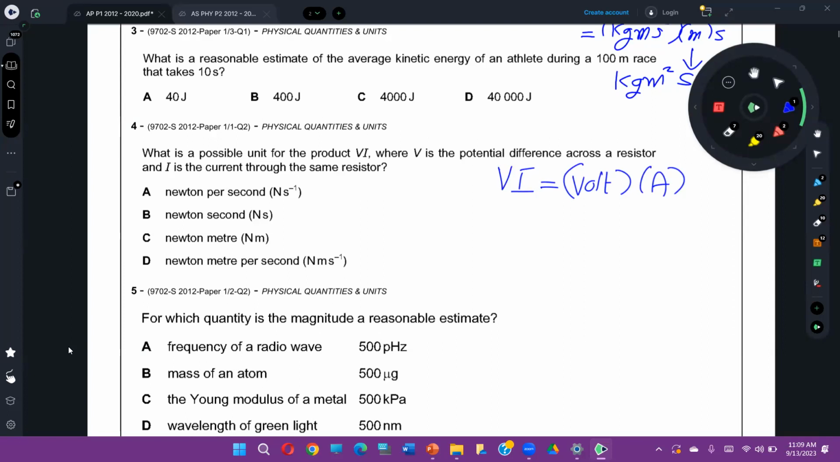What is volt? In further breakdown, volt is joule per coulomb. How do you know volt is joule per coulomb? What's the formula for voltage? The basic formula is W upon Q. So volt is joule per coulomb. What is ampere? Is it an SI unit?